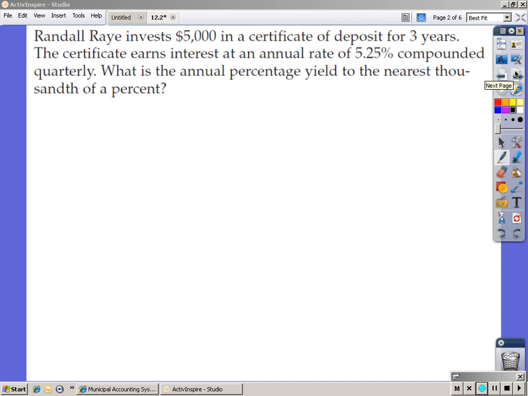Okay, here we go. Randall Ray invests $5,000 in a certificate of deposit for 3 years. The certificate earns interest at an annual rate of 5.25% compounded quarterly. What is the annual percentage yield to the nearest thousandth of a percent?